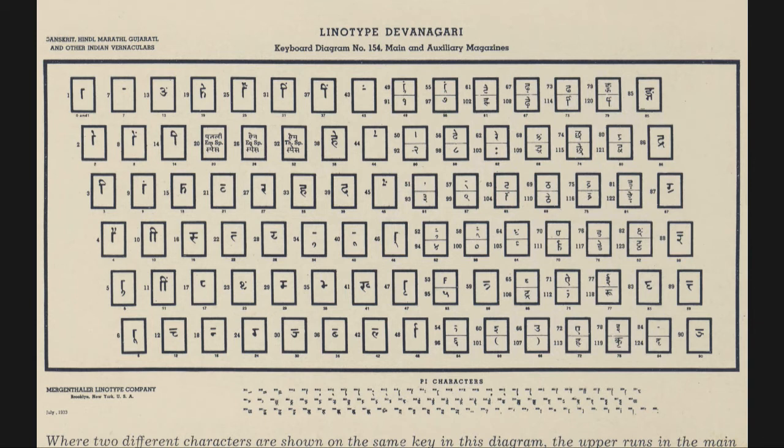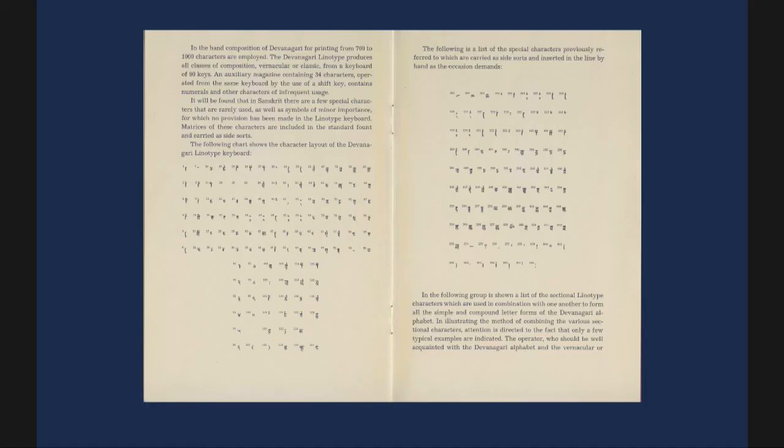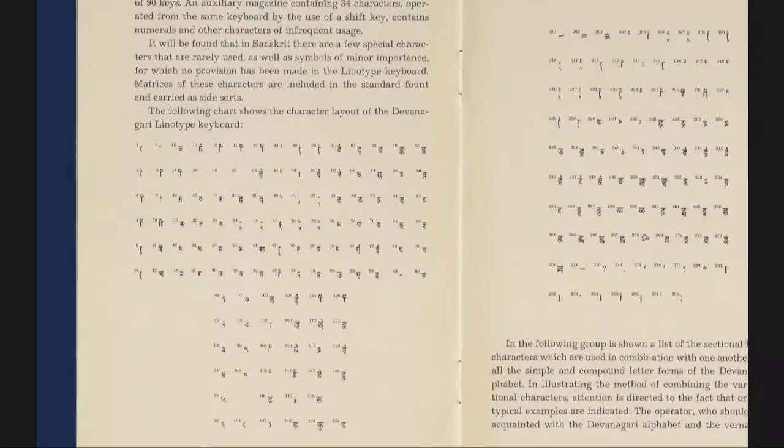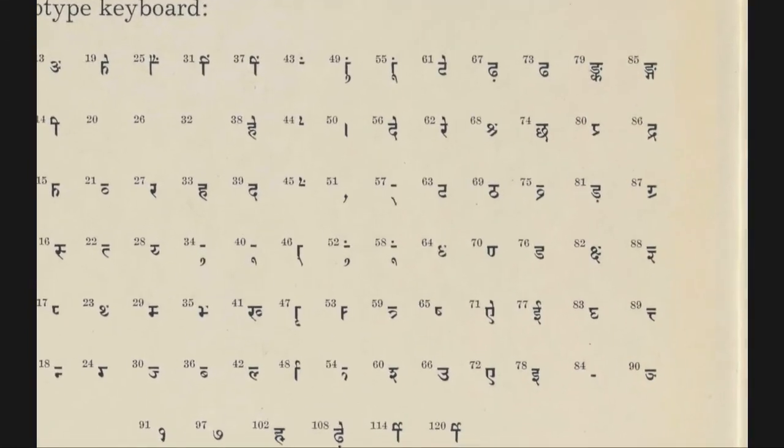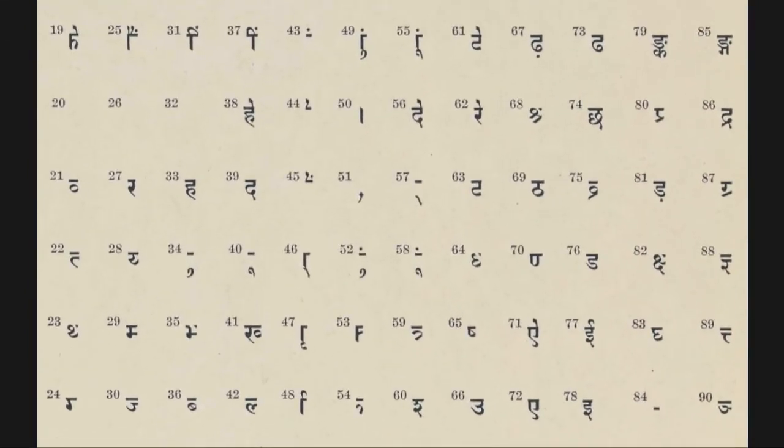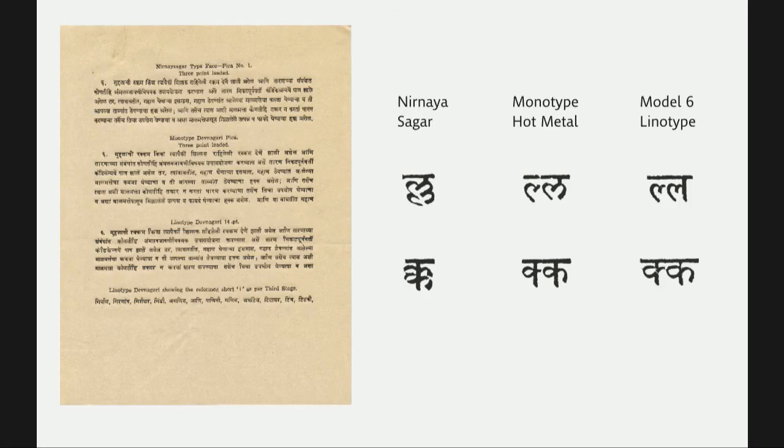So basically, the keyboard here is mostly conjunct half forms. And that's how things were designed at that time. So more half forms. So very mechanical, it was a piece of engineering that was very important at that time.